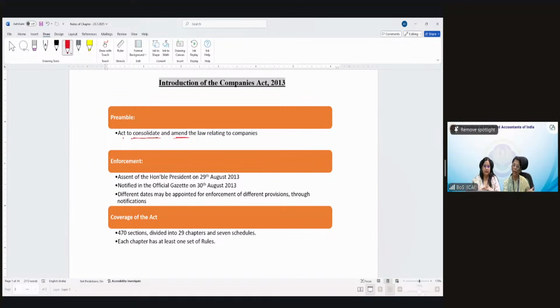It was made to consolidate all the company laws, because 2013 was not the first company law. Before the enforcement of this 2013 Act, there were several Companies Acts. The 1956 Act was of course there, which was a 57-year-old law, and it has been replaced by our present Act of 2013. And before 1956, there were other acts also.